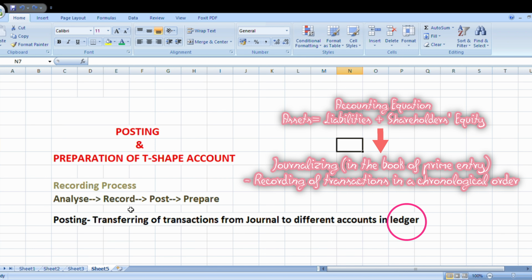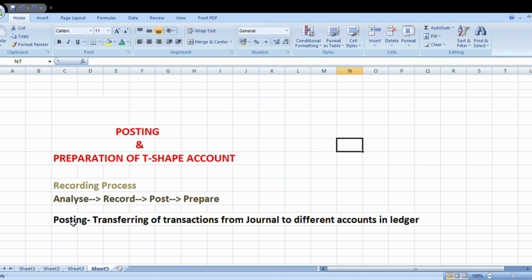After recording the transactions in a chronological order in journal, we transfer these entries to another account which is called ledger. All these entries, all these transactions are transferred from journal to ledger. This process is called posting. Posting means transferring of transactions or entries from journal to different accounts in ledger. So this is the step posting, which we are going to discuss now.